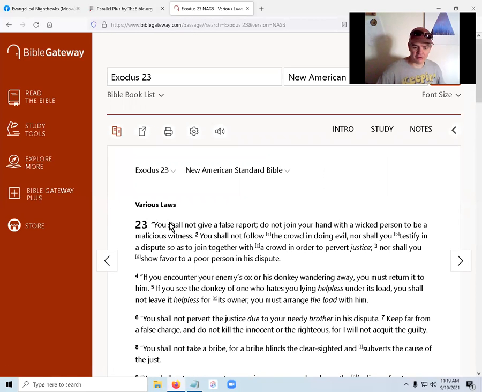Various laws, more various laws. You shall not give a false report. You shall not follow the crowd in doing evil. That's a good law. Nor shall you testify in a dispute so as to join together with the crowd in order to pervert justice. I like that. Nor shall you show favor to a poor person in his dispute.